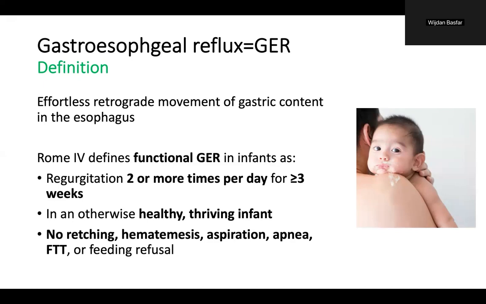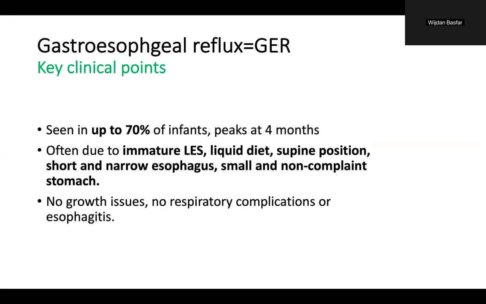It can be physiological or pathological. Physiological is the most common, and it's important to know when it becomes pathological and becomes a disease. As we said, it's very common. It begins at 4 months of age, and it's often due to an immature lower esophageal sphincter, liquid diet, supine position, a short and narrow esophagus, and a small, non-compliant stomach.